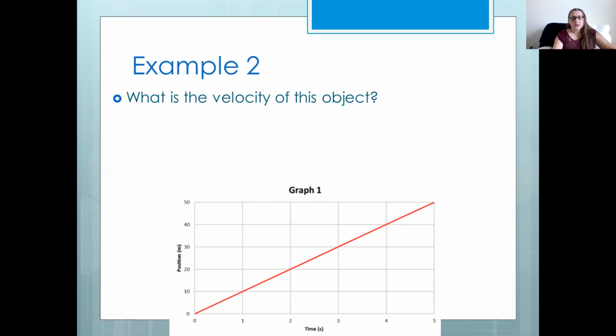Okay, so here's an example of a position time graph. What is the velocity of this object? Take a quick second, think through it. We'll go through the answer together in about 20 seconds.